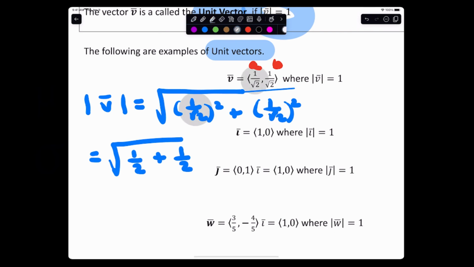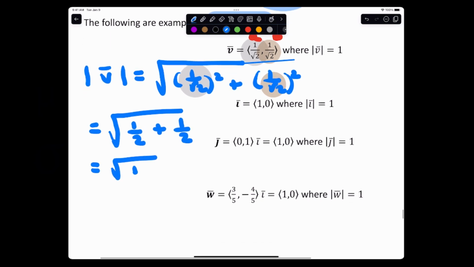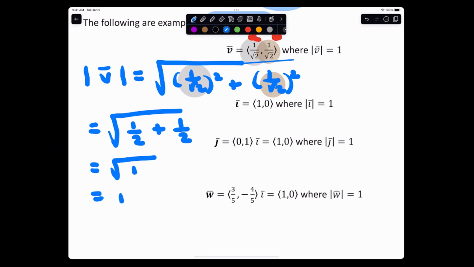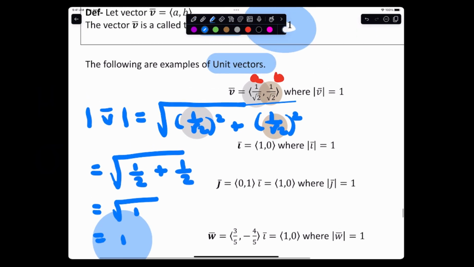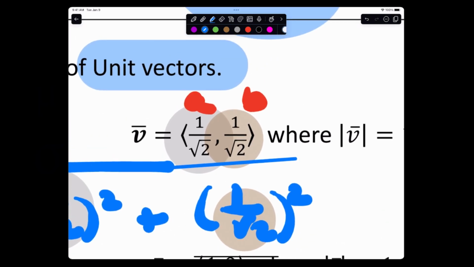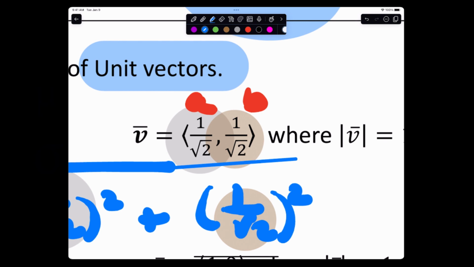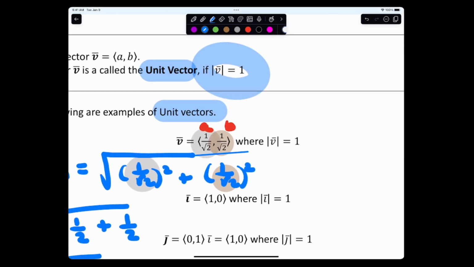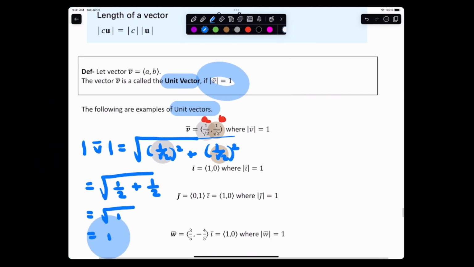Guys see what I'm saying? This is why it's a unit vector. What's 1/2 plus 1/2? So we get the square root of what? 1. What's the square root of 1? So what do we call this vector? Since the length of that vector is 1, this is called a unit vector. Any vector of length 1 is kind of special because it's a unit vector.